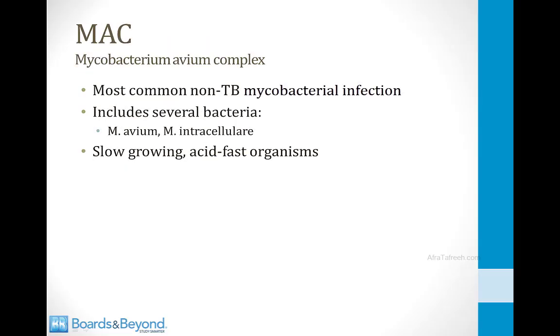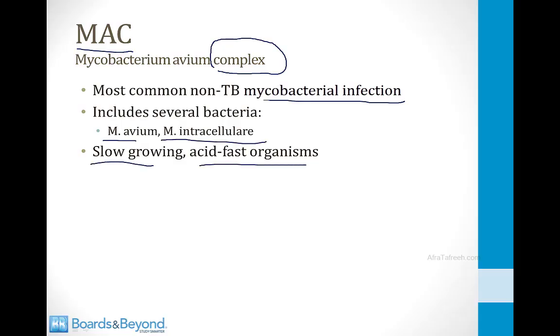So Mycobacterium avium complex is a couple of different bacteria. They're often just called MAC, and they are the most common non-tuberculosis mycobacterial infection. The reason it's called a complex is because these infections often include more than one bacteria. Mycobacterium avium and Mycobacterium intracellulare both are usually involved, and these are very slow-growing acid-fast organisms that cause infection.